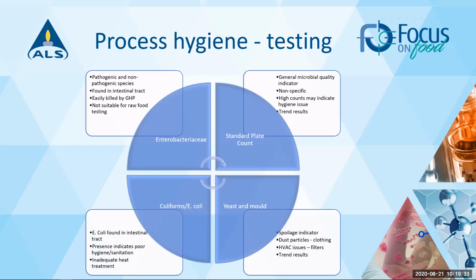Moving on, a standard plate count is a general quality indicator. It gives a total count of the aerobic microbes present in a sample of food. It's non-specific in that it doesn't determine whether the microbes are pathogenic or not, but trending results and setting specifications appropriate to the product risk can provide some valuable process hygiene information.